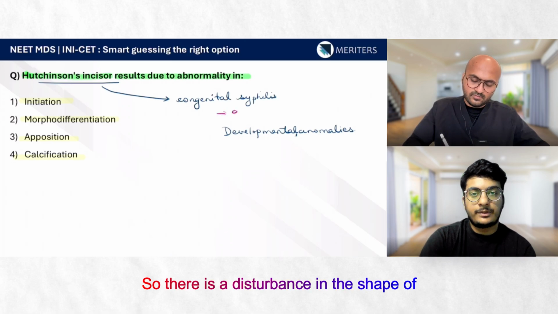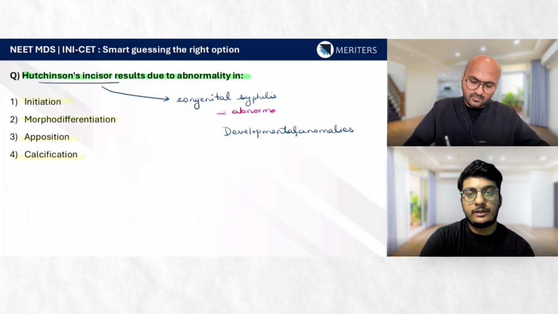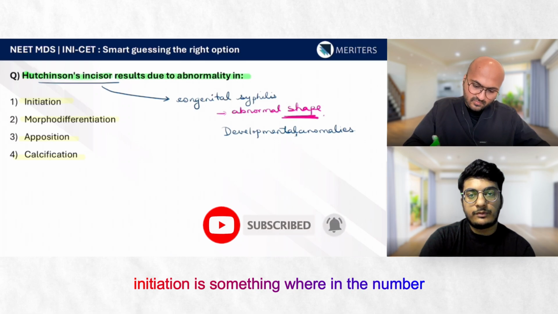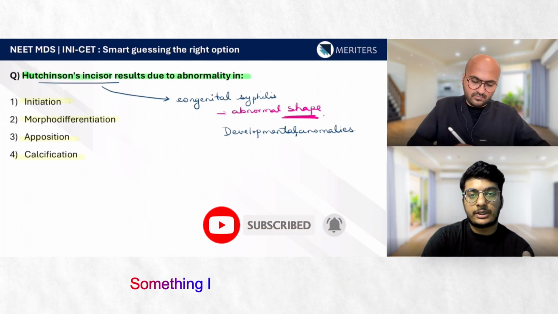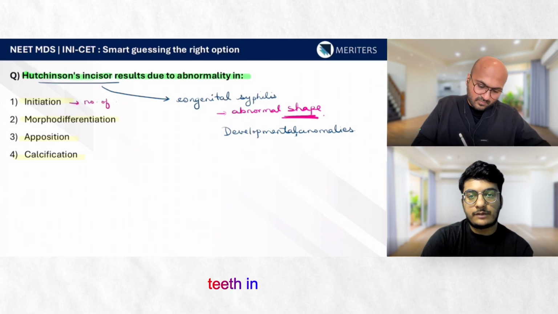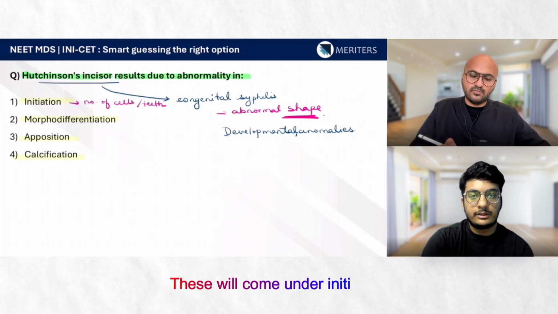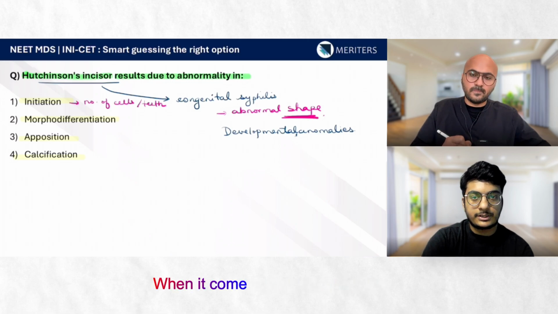So there is a disturbance in the shape of the particular incisor. Now, initiation is something wherein the number will be either increased or decreased. Something like anodontia, where there are no teeth in the dentition, or supernumerary teeth, where there is an excessive number of teeth. These will come under initiation.